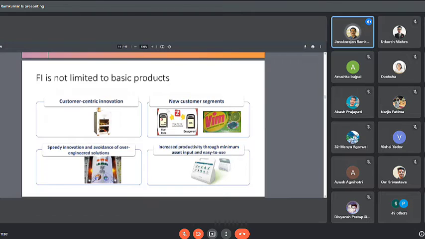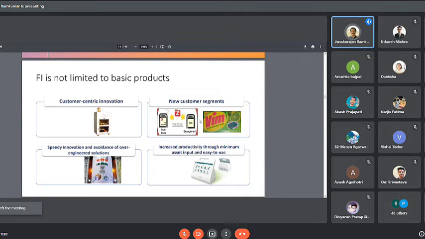Frugal innovation is not limited to basic products. It is customer-centric innovation. Then you can also have a new customer segment. You can have user dial, ringtone, and then you can have engagements. So these are some of the things which are frugal innovation.